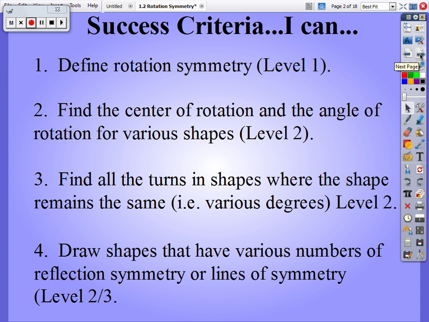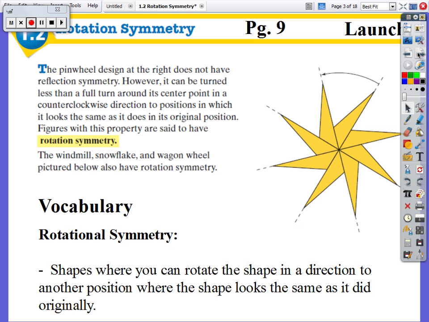And then the success criteria, 1, 2, and 3 are pretty much the big ones that we're going to be looking at with this unit. So if you look at, this is actually on page 8, not on page 9.